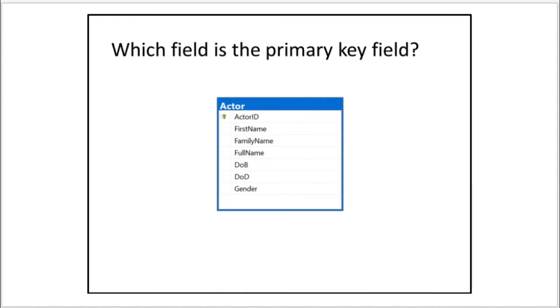Quick review. Which field is the primary key field? Yeah, that's right. It's the actor ID. You can tell because it has a key symbol next to it. So, characteristics of a good primary key.